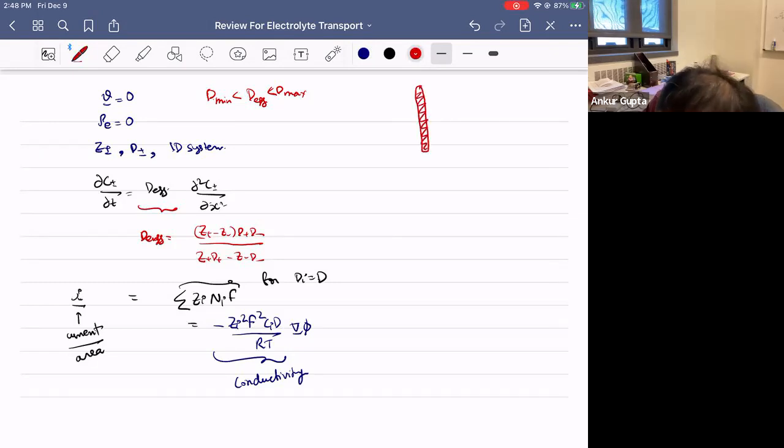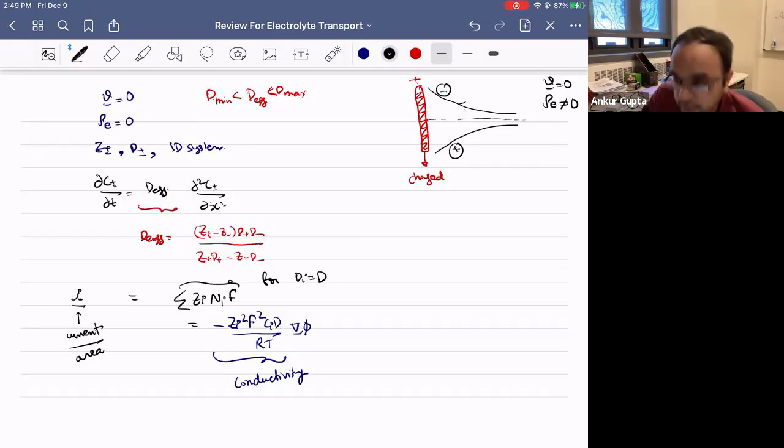Charged surface. Now we will still have V equal to 0, but we don't have rho E equal to 0. We don't have the electroneutrality condition valid anymore. And so here you solve the equations. If this is a positively charged surface, then negative ions gather like this, and positive ions remain like this. And we had derived what is called the Poisson-Boltzmann equation.